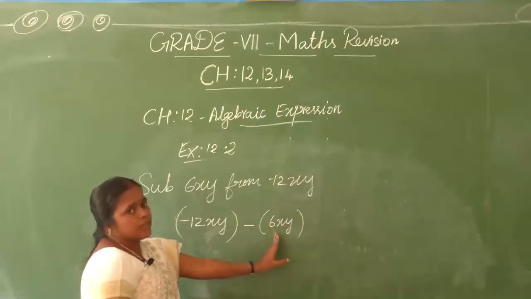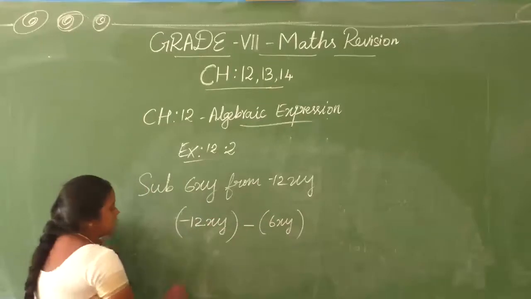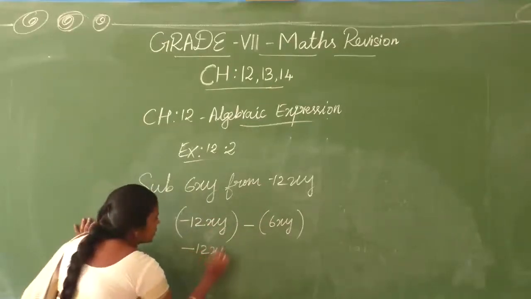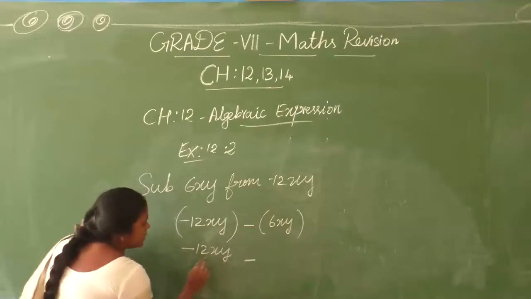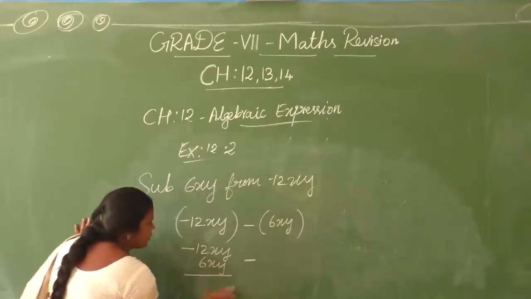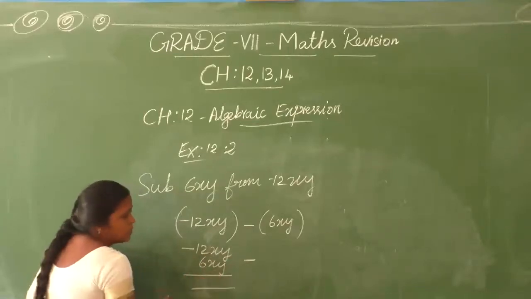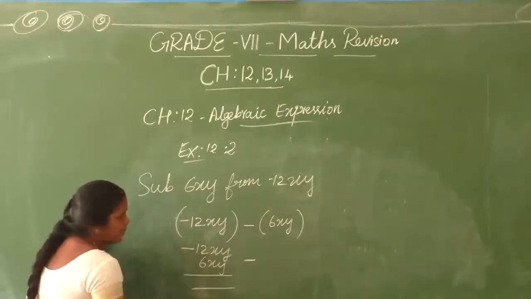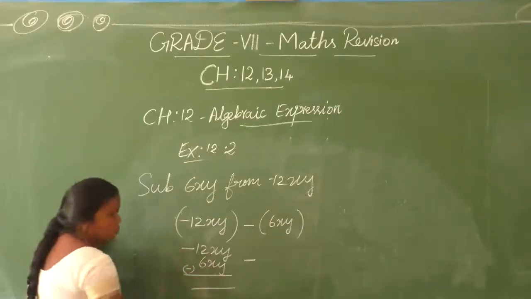The additive inverse of the second one is to be taken and added with the first one. Okay, that is the procedure. That means what I am trying to tell: minus 12xy subtract 6xy. Which is being subtracted, that sign is to be changed. That means the additive inverse of that one, plus 6xy. Additive inverse means minus 6xy.